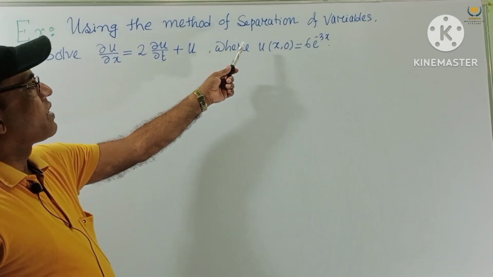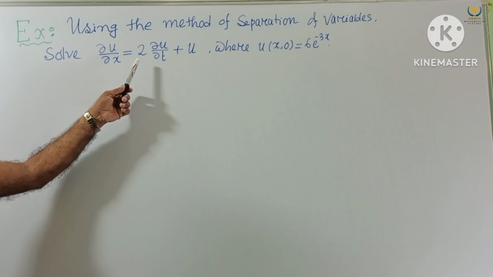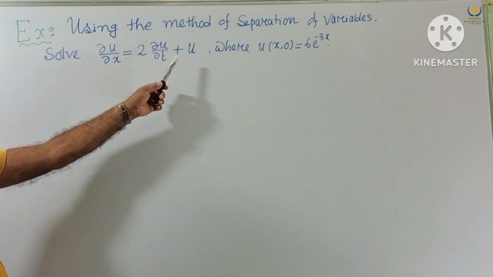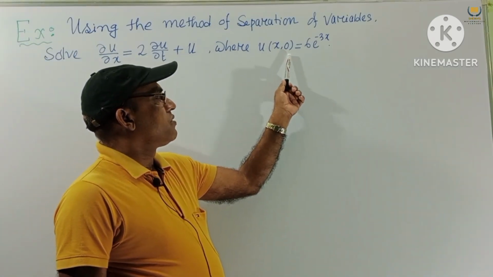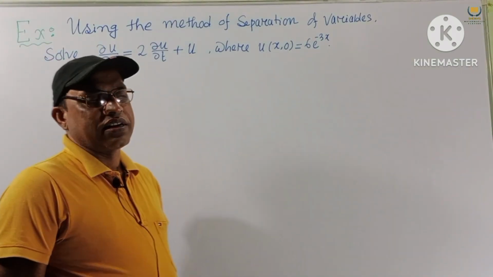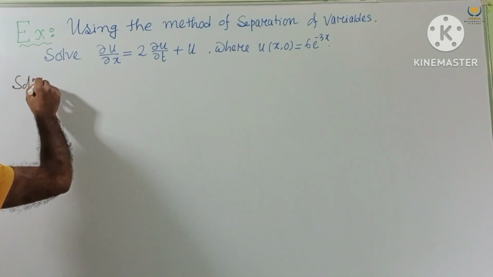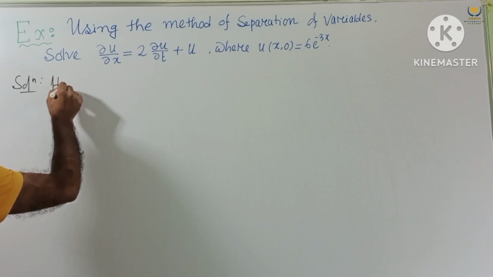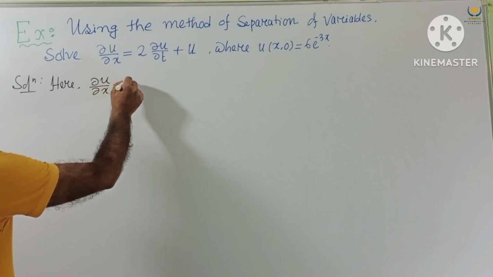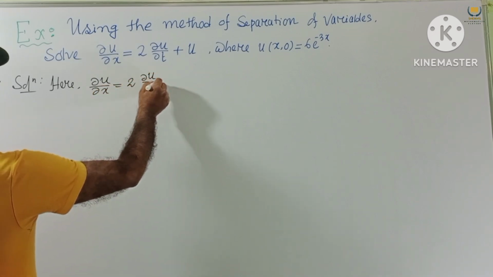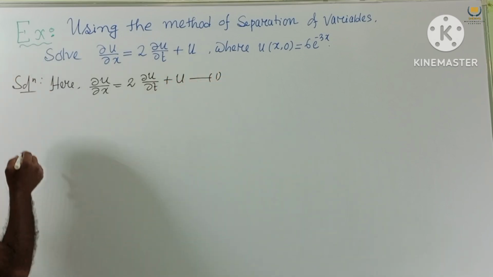Using the method of separation of variables, solve ∂u/∂x = 2 ∂u/∂t + u, where the condition given is u(x, 0) = 6e^(-x). So this one is given. Now the solution is that: here the given equation is ∂u/∂x = 2 ∂u/∂t + u. We consider this as number 1.